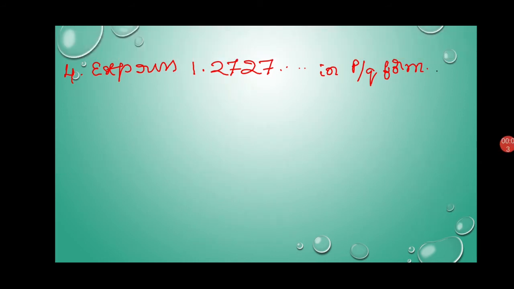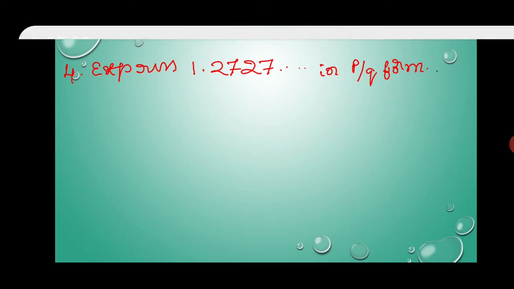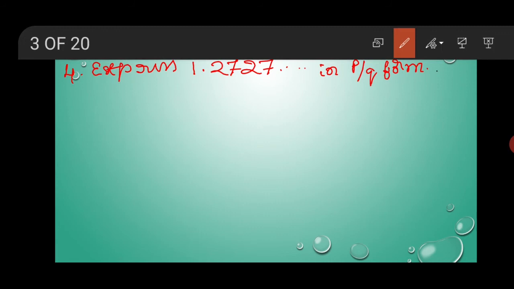Take one more question. Express 1.2727 on and on in P by Q form. Yes, what type of decimal expansion is this? Again, this is a repeating decimal expansion. How many digits are repeating here? 2 digits are repeating. What are they? 2, 7, 2, 7, 2, 7 on and on. So, once again we have to do as before. So, let us write down.